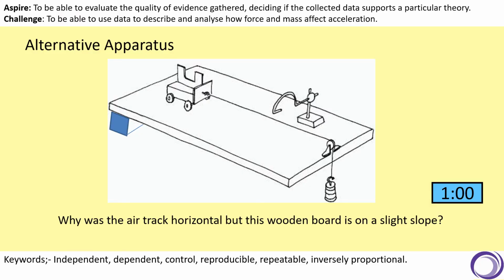This simplified apparatus there is the main way that I'm going to do the practical for you when I demonstrate it, just because it's the simplest to understand and it's the most likely version to be on the exam. So as a quick progress check then, looking at that there, will you tell me why the air track was horizontal? It was flat, but the wooden board needs to be on a slight slope.